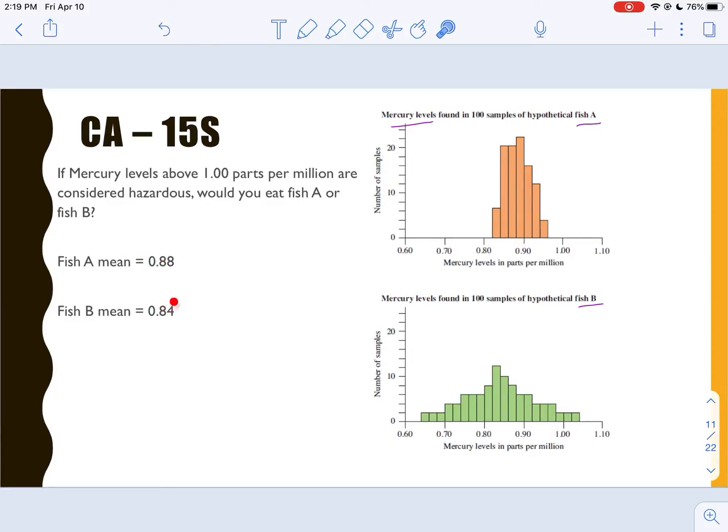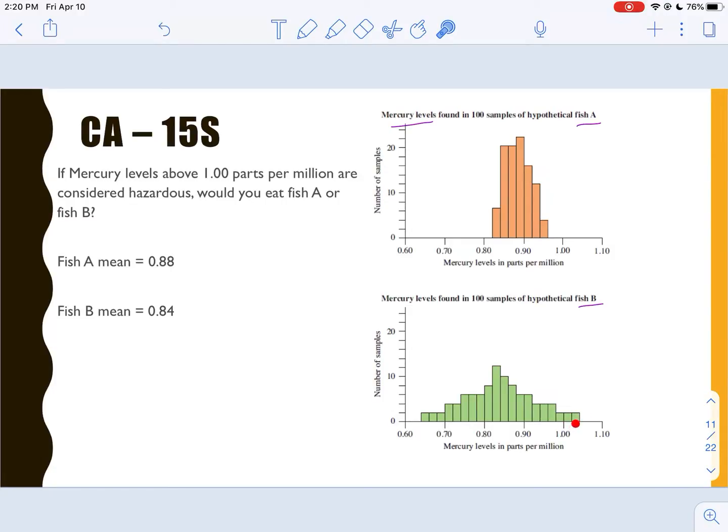There's a lot of arguments. You could actually argue for eating fish A or fish B. You could say, I like fish B because it has a lower mean. So overall, when I even out my mercury, I'm going to get less mercury if I eat fish B. You could also make the argument I'm going to eat fish A because I'll never have a hazardous level of mercury. I'll always be less than that. But if you look at just the mean, you'll see it doesn't tell the whole story.